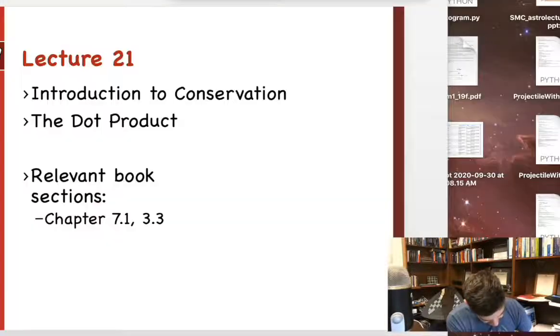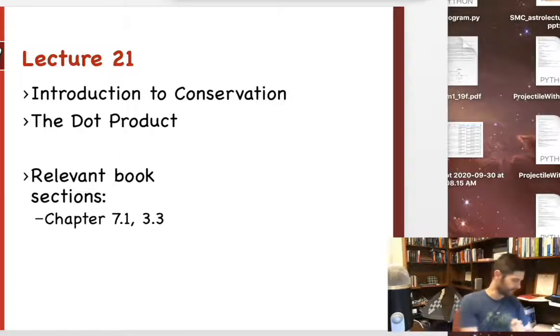So define the dot product of two vectors, let's say A and B, where A might have some x component and some y component, and B where there's some x component and some y component.